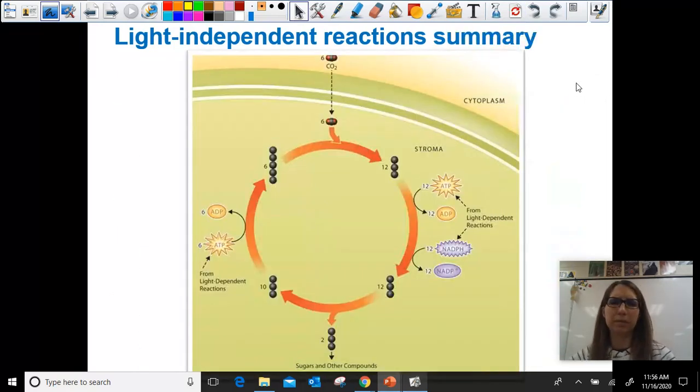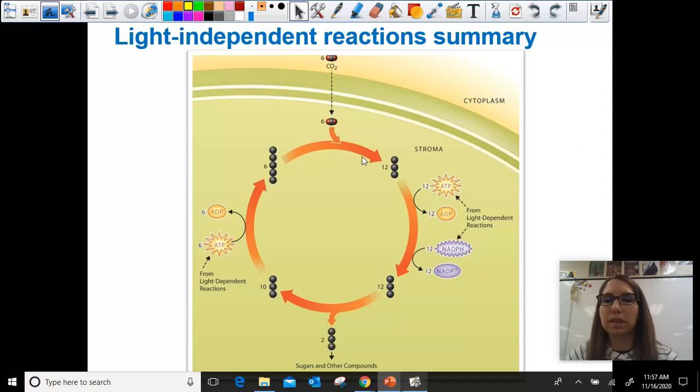So here's the same summary image. It's a little bit bigger, so maybe you can see it a little bit better. Again, the same idea as what we just talked about in the last slide. You don't have to rewrite this whole diagram. I care more that you have the big picture idea down and not so much the individual details, all right, if that makes sense.